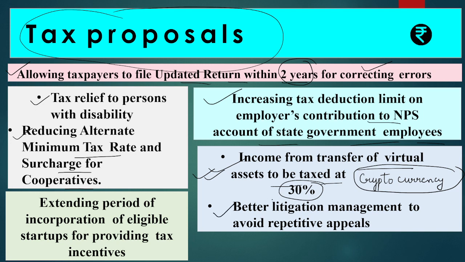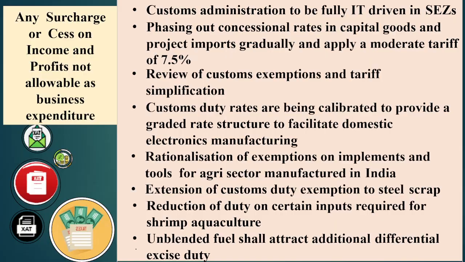Better litigation management to avoid repetitive appeals would also be made, and extending the period of incorporation of eligible startups for providing tax incentives. Next is that any surcharge or cess on income and profits is not allowable as business expenditure. All right, so this is again very important. And some other facts are also given over here regarding your tax proposals.